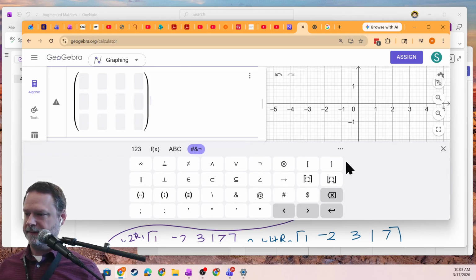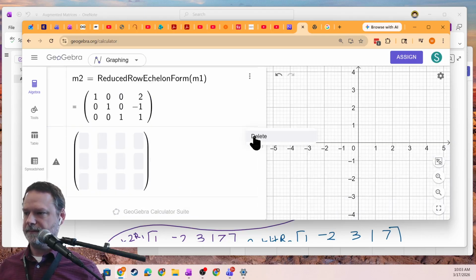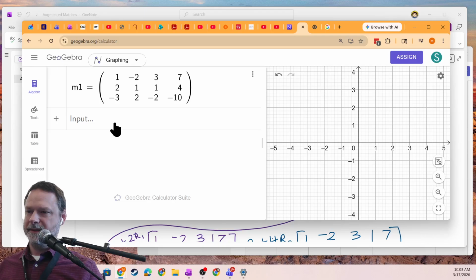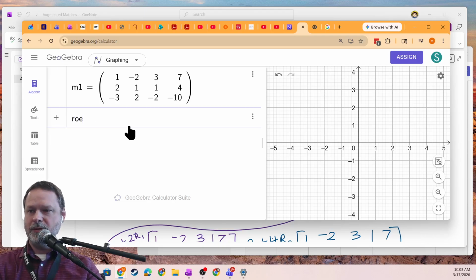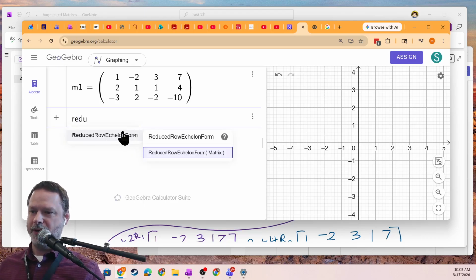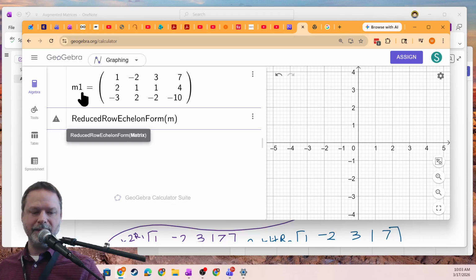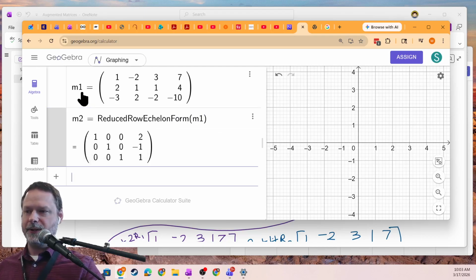Once you have it filled in, then you do this. You type in row, oh, reduced row echelon form. I'm just going to stop typing, click here, and then type my matrix in. After I type this in, it labeled it M1, so I can just type in M1. Hit enter, and there's my row reduced echelon form. X equals 2, y equals negative 1, z equals 1.